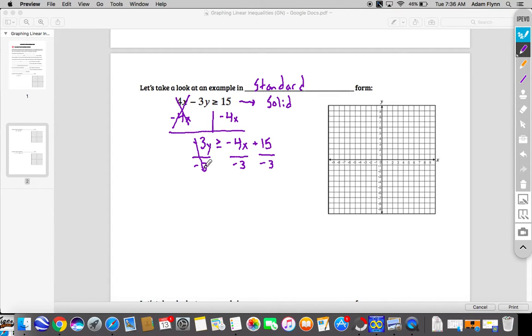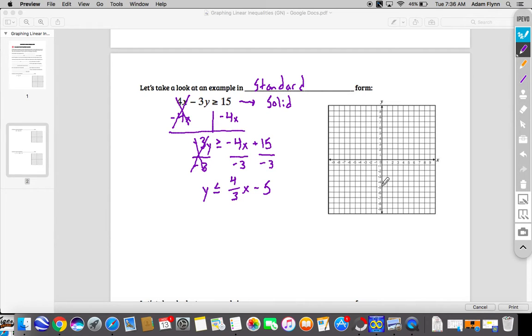When we do that, negative 3's on the left side cancel. So we get y. We divided by a negative, so our sign is going to flip to less than or equal to. We have negative 4 divided by negative 3, which is 4 over 3. And we have 15 divided by negative 3, which is negative 5. So we now have y is less than or equal to 4/3 x minus 5.